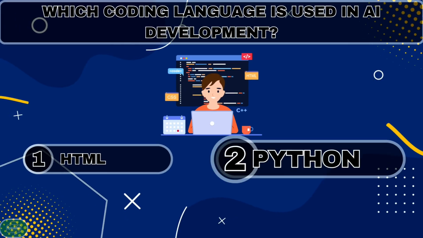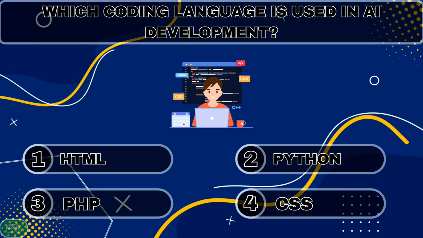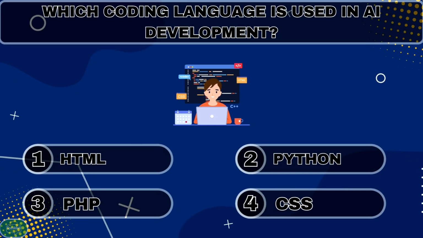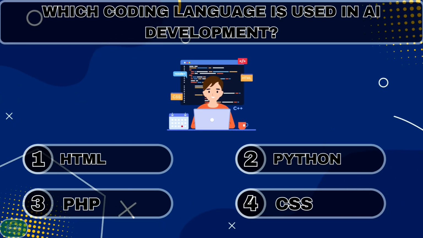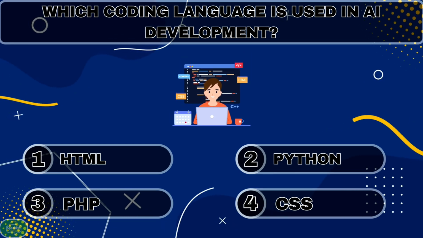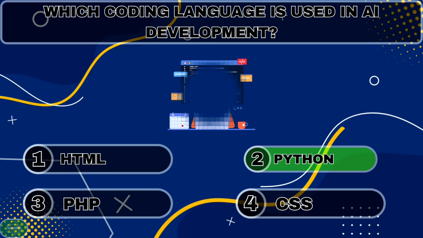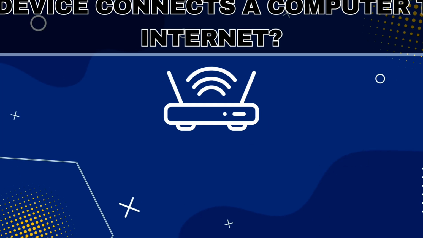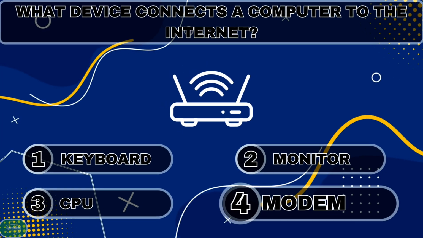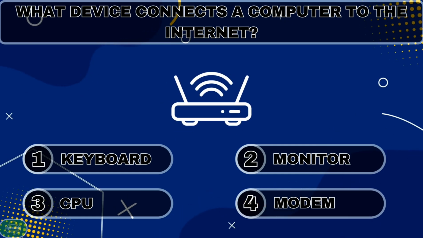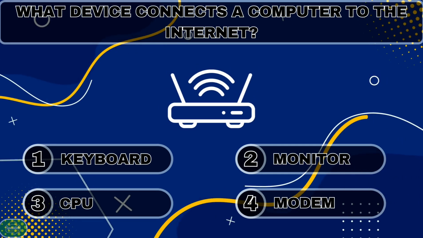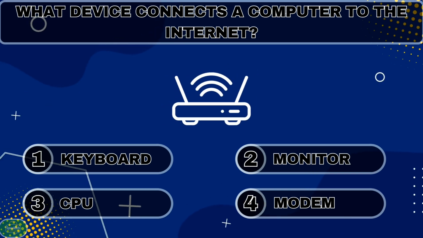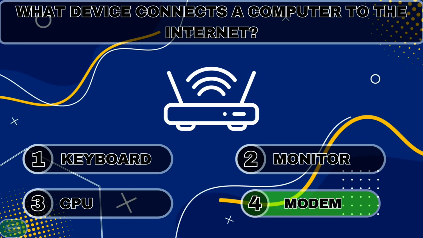What is the function of RAM in a computer? Python. What device connects a computer to the internet? Modem.